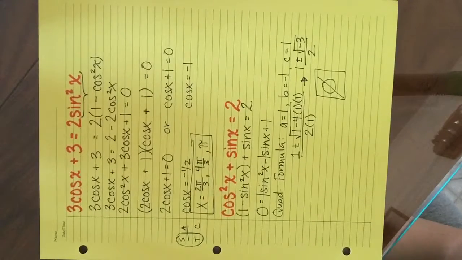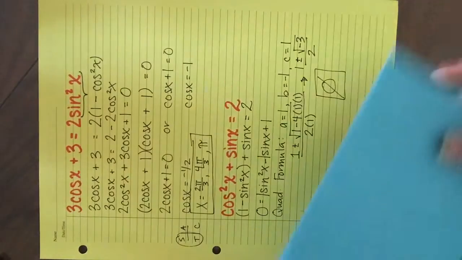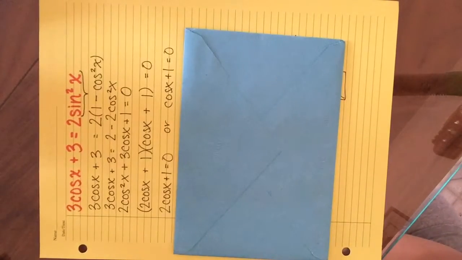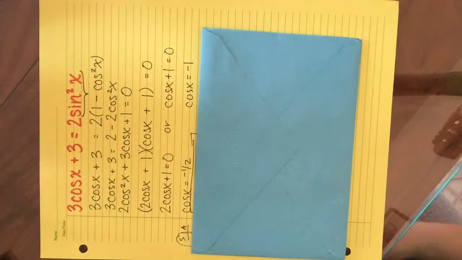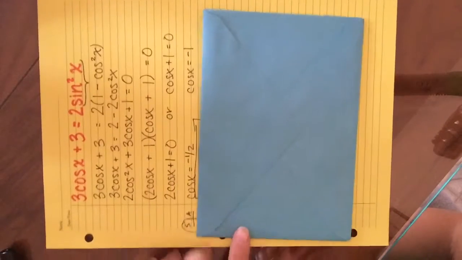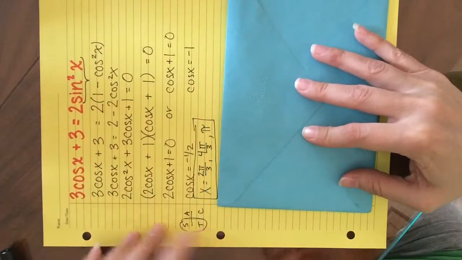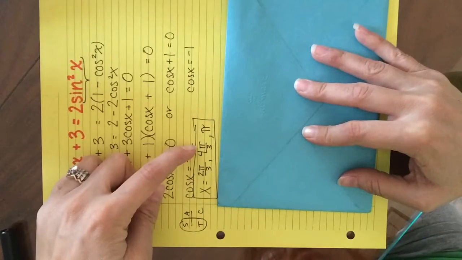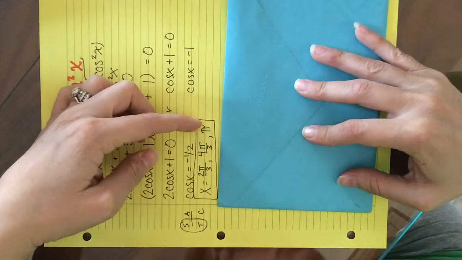So just to finish off that last equation, we were at this point where we have 2 cosine of x plus 1 equals 0, or cosine of x plus 1 equals 0. So that means that cosine of x equals -1/2 or cosine of x equals -1. In order for a cosine to be negative, it has to exist in the second or third quadrant. So that gives you 2 pi over 3 and 4 pi over 3. And cosine equals -1 at pi. So then those are your 3 answers.